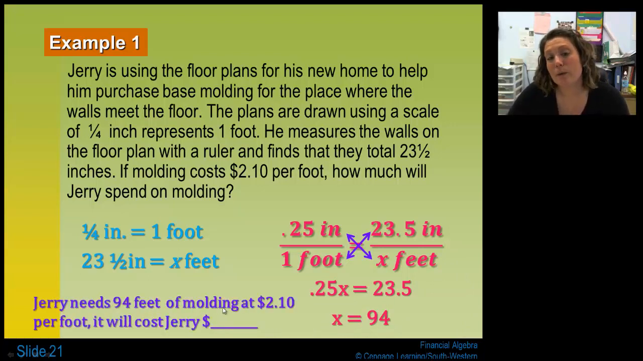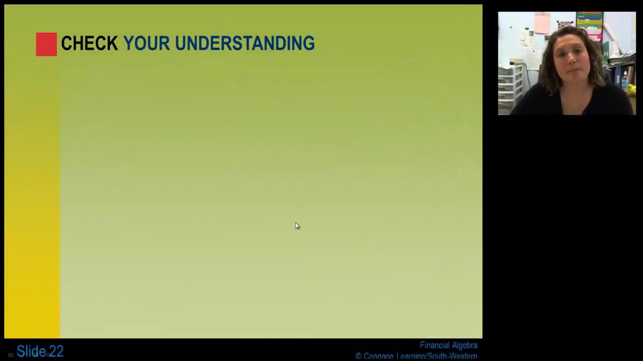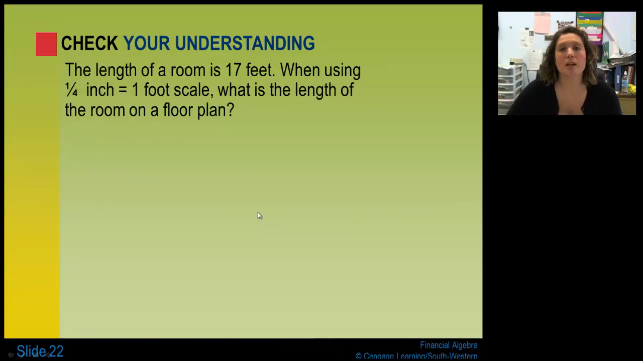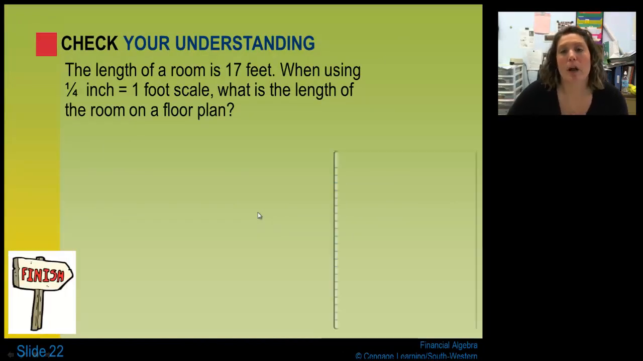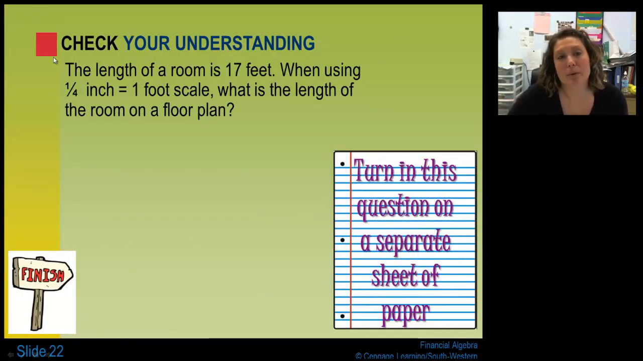So Jerry needs 94 feet of molding at $2.10 per foot. What will it cost Jerry to buy the 94 feet of molding? So you need to go ahead and finish that problem. Check your understanding. You need to finish this problem on a separate sheet of paper to be turned in, just like the last one, only this one is still going to be proportion. This time the length of the room is 17 feet.